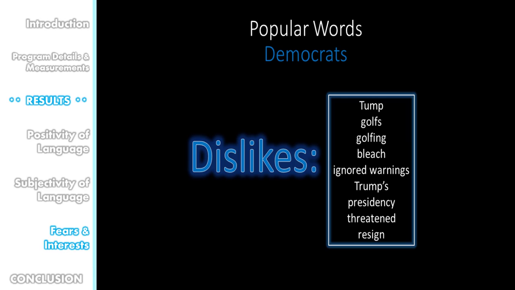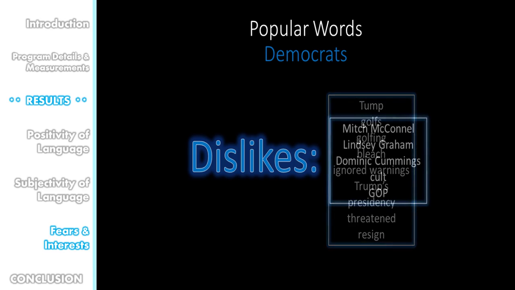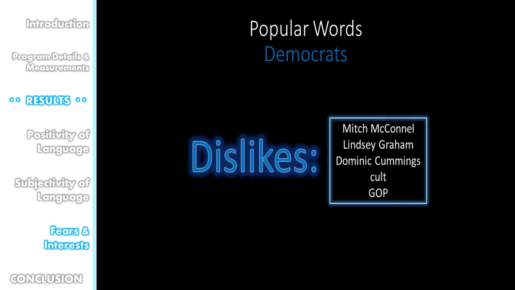They mentioned his presidency and said that he's threatened someone and that he should resign. So those are all about Trump. And here are more dislikes, and this is a different category. We see a lot of names here: Mitch McConnell, Lindsey Graham, Dominic Cummings, Colt, and GOP. The last part gave it away. All of these words, they're said about Republicans.